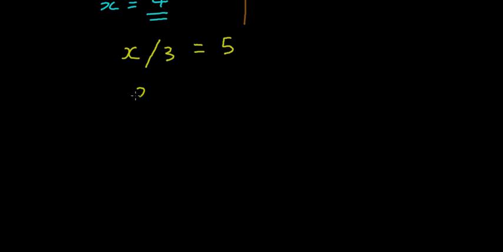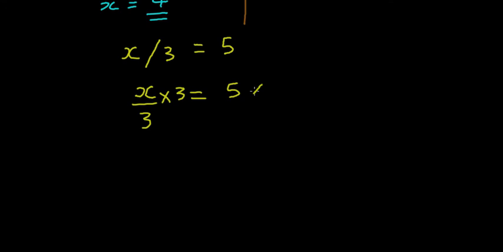Well, let me put it better this way. x divided by 3 equals 5. To eliminate this 3 from here, we have to multiply it by 3. So both can cancel each other. Whatever you do on this side, remember you do on the other side. So if we're multiplying this side by 3, we have to multiply the other side too by 3.